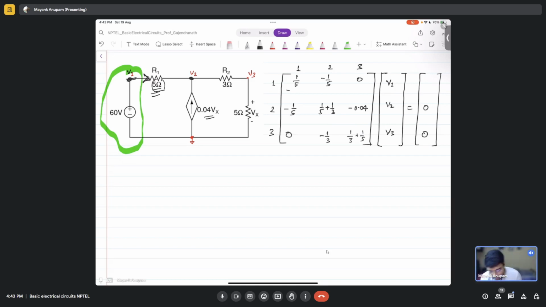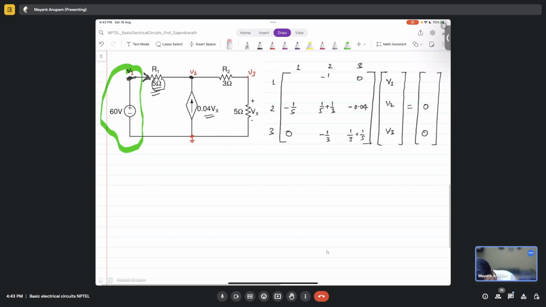So understand the problem here. So don't do that. So what should I do? I have already taken care of all the relationships here. So I simply have to write the relationship pertaining to the definition of the voltage source, which is what? The voltage is V1 minus 0, or V1 is equal to 60 volts, right? So I simply have to do this: 1 0 0. This is 60. That's all. Nothing else.